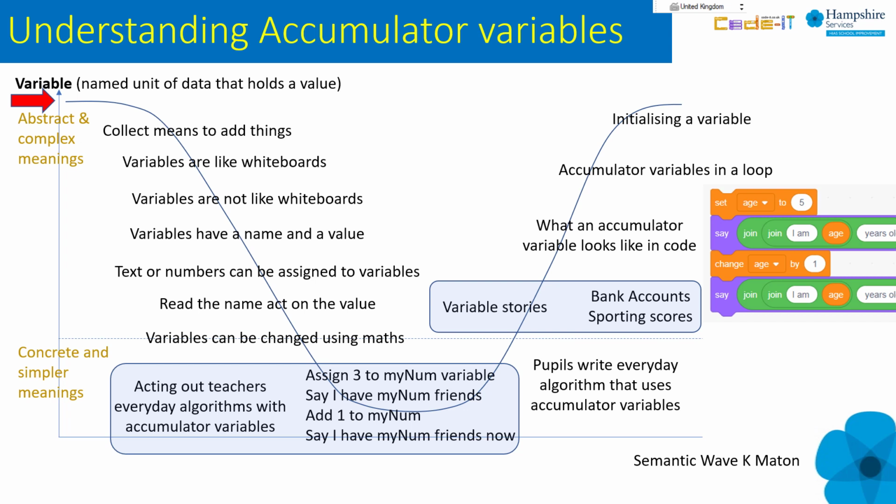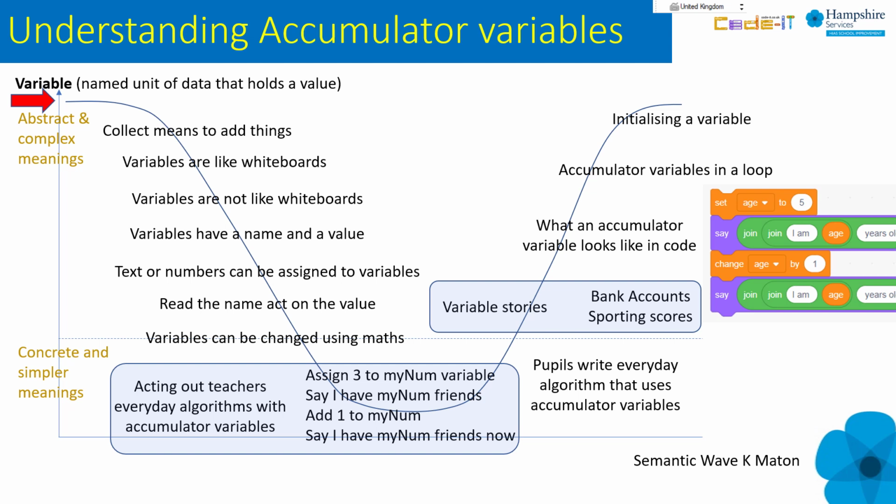You're looking at a semantic wave, which is great for thinking about curriculum sequencing. The idea is to take a complex idea such as a collector variable and unpack the concept until we get to the most concrete examples and simplest meanings. Starting at the red arrow, you can see us doing that on the downward curve from left to right. What does collector mean? Variables are like whiteboards.